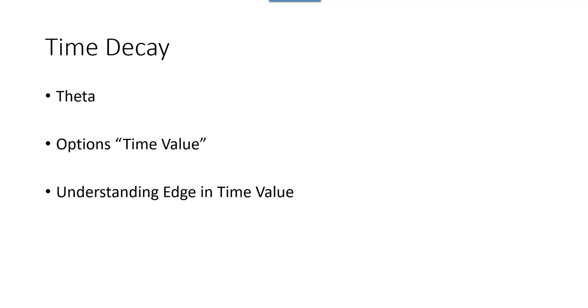So with time decay, this brings us to theta. Options have time value, and understanding the edge that comes from time value is critical when it comes to trading options. Understand that this discussion on calendars is only going to touch upon theta and time decay. You need to go to the theta videos for a real solid learning lesson on theta. Theta is how we measure time decay in options. It's how we keep track of the extrinsic value in the option.